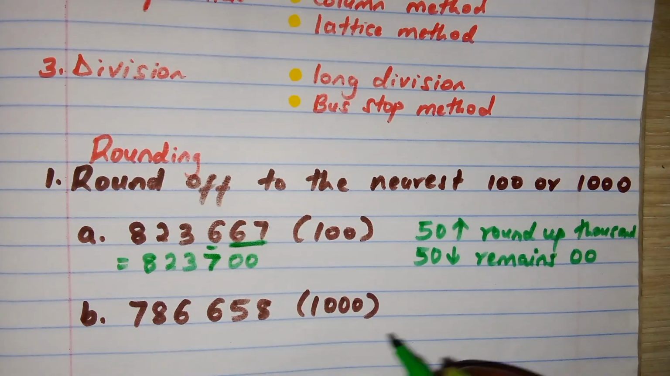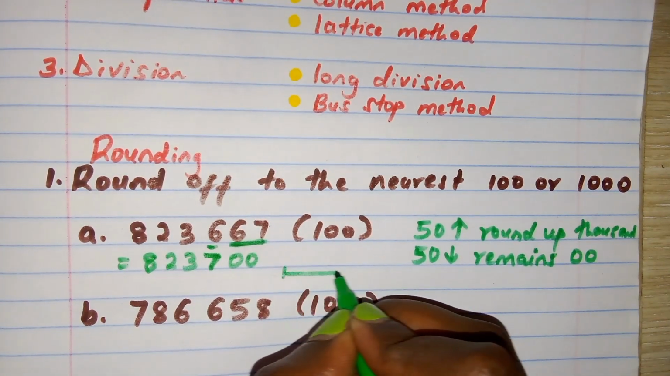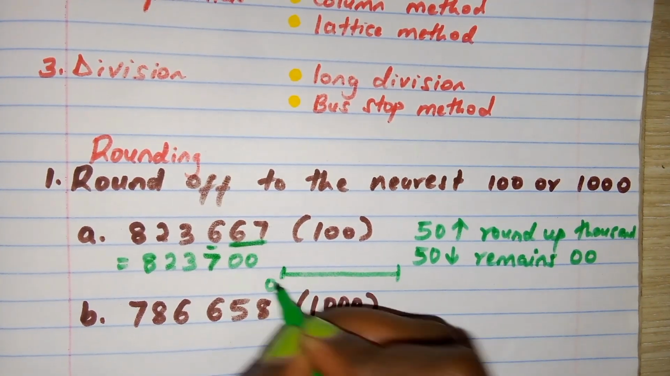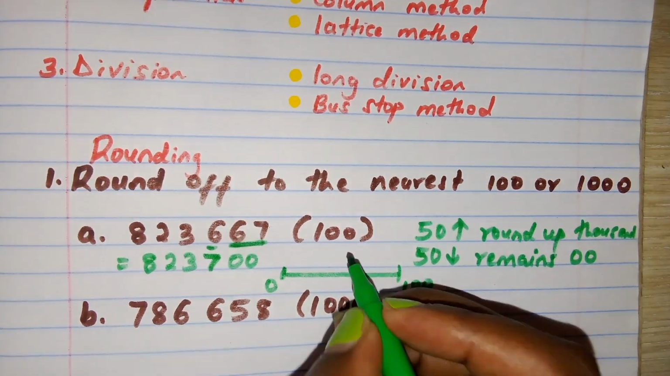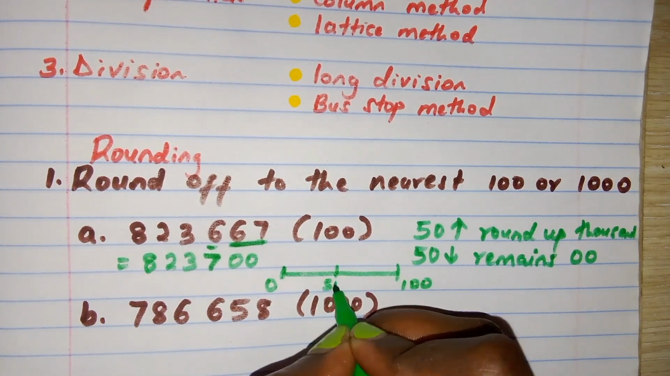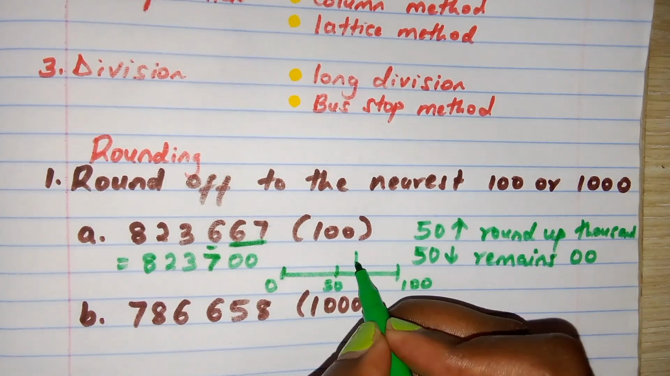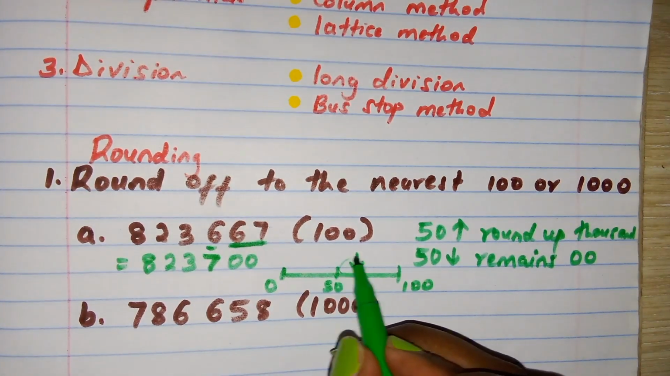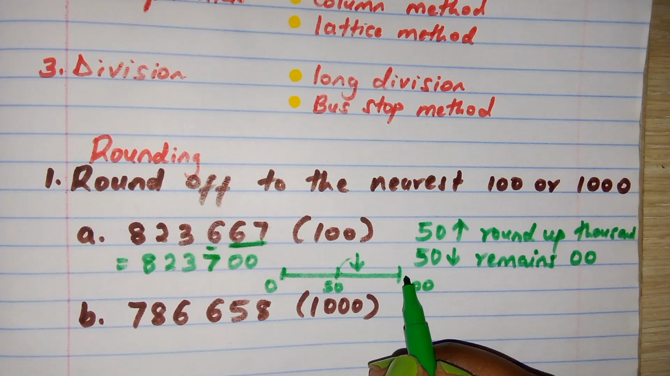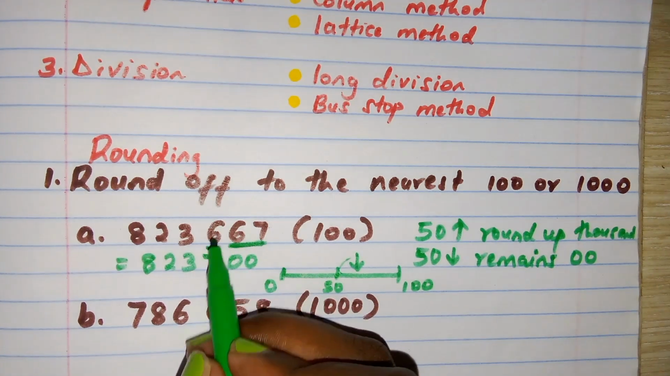Because when you look at it in form of a number line, we have 0 and we have 100, and then we have 50 here. So 67 would be around somewhere here. So 67 is closer to 100, so meaning this number would round up to 700.